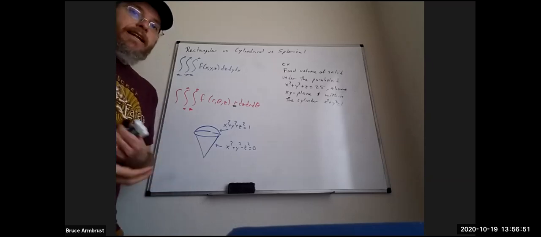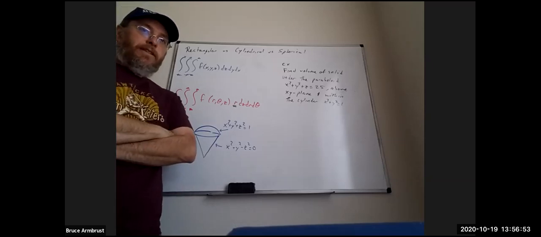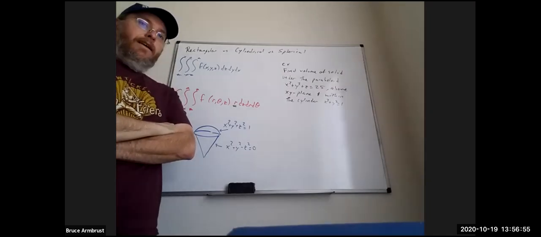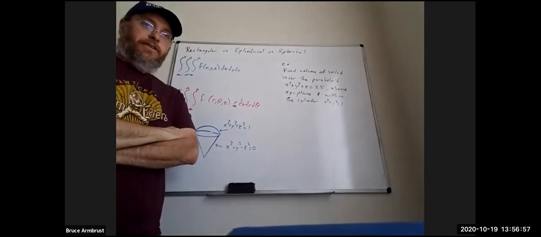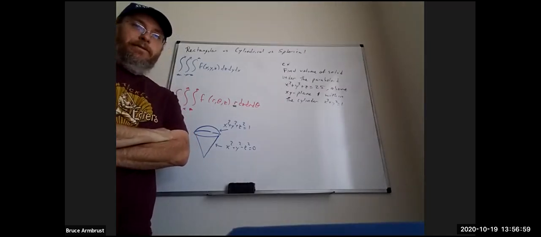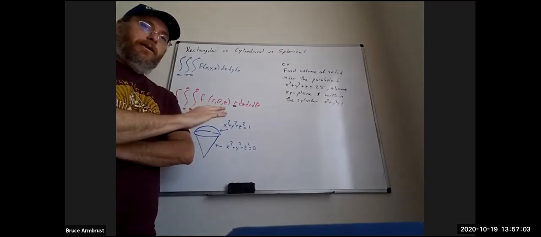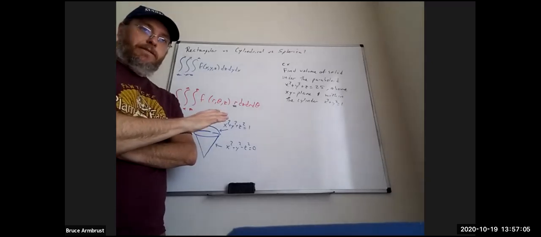And what we'll do is we'll set it up. We'll look at what it would look like in rectangular, then we'll set it up in cylindrical. You'll see why cylindrical is the way that we want to do it. But are we all clear with what we're going to try to accomplish?